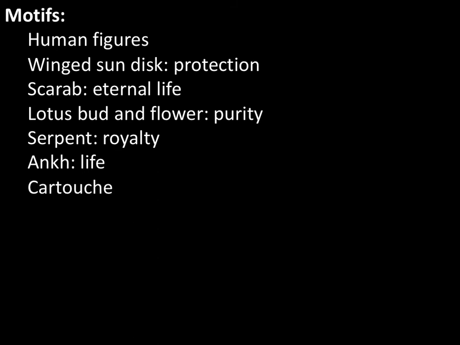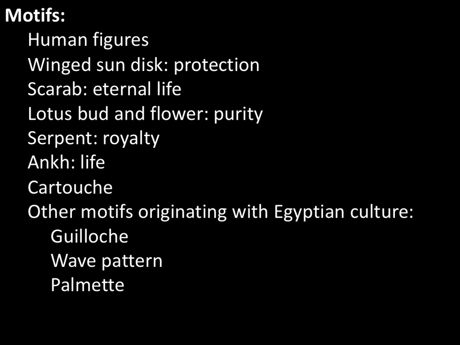In our decorative motifs, we also see the cartouche, which is a particular shape surrounding other hieroglyphics, and the shape says this is a name of a person. So a cartouche is an indication of a name. And then we have other motifs that start with Egyptian culture, but they will carry through, and we're going to see them again this semester. There's the guilloche, which is a particular kind of wave pattern. There are several other wave patterns, and there's a palmette shape. So let's see if we can identify some of these figures in actual photographs.